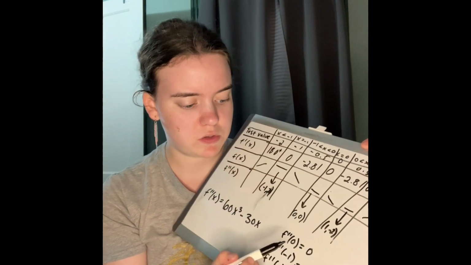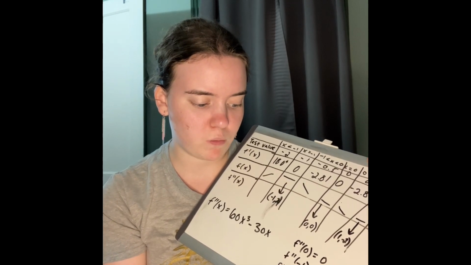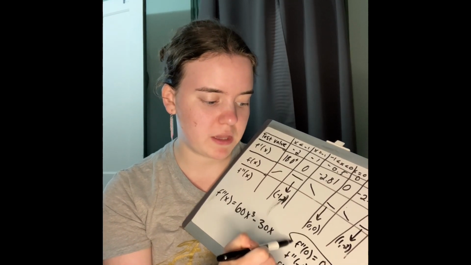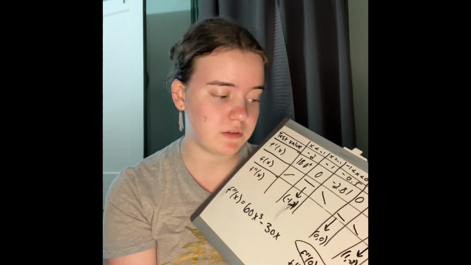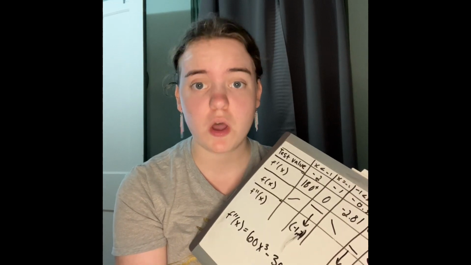Then we just plug each of our critical points into that. So we plug 0 in, we get 0. Plug negative 1 in, we get negative 30. We plug 1 in, we get 30. So we know the one that equals 0 is our second derivative. And we also know that if we plug this 0 into the original equation, we're going to get 0. So our inflection point is at 0, 0.